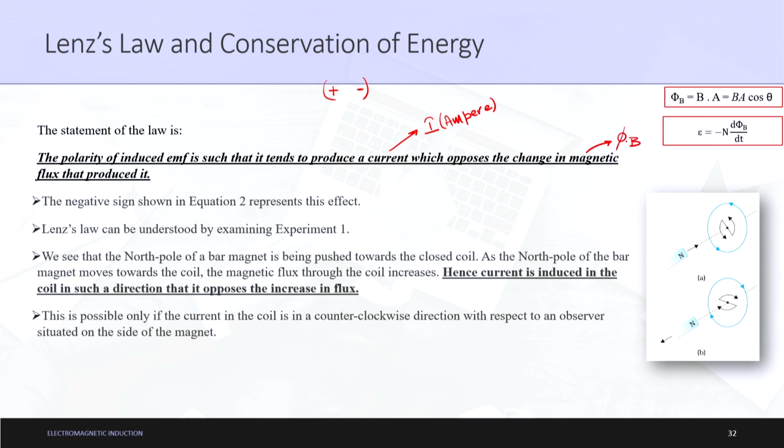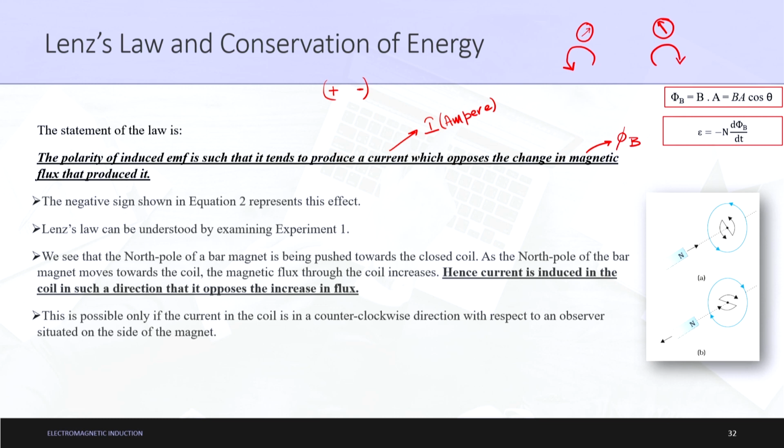So, the concept just says that if the deflection of the galvanometer is towards, let us say, right, then the current will be in anti-clockwise direction. Similarly, if the deflection of the galvanometer is towards left, then the direction of current in the circuit will be in clockwise direction. This is the only concept of Lenz's law.